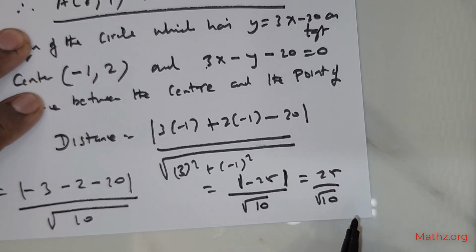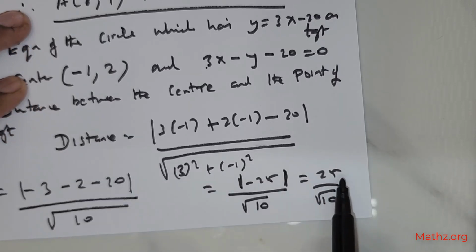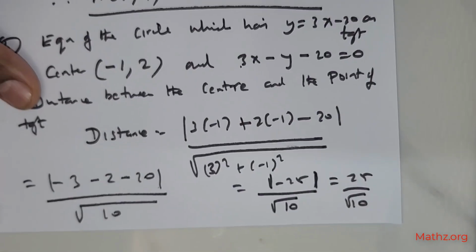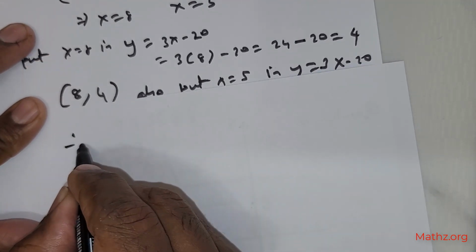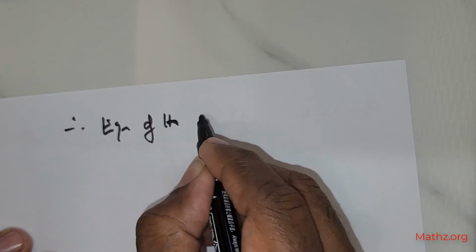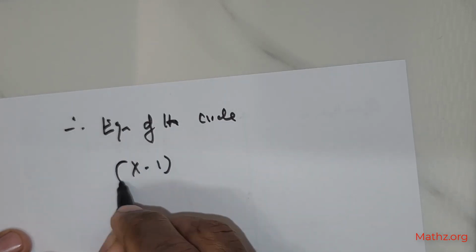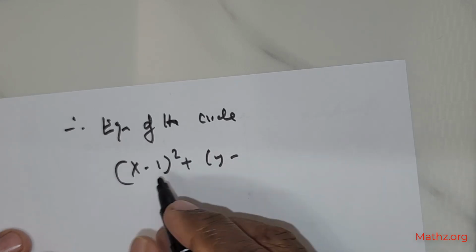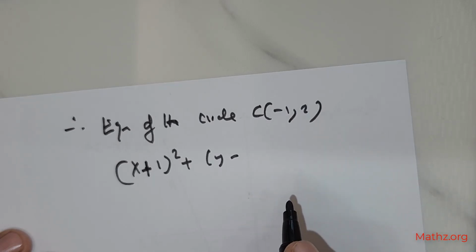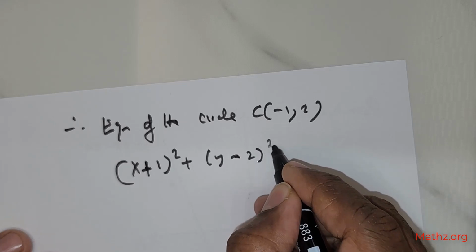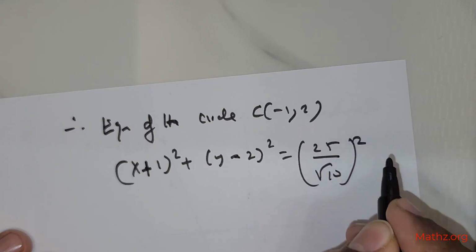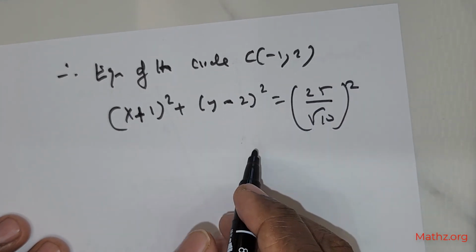Now having got this distance, this is actually from the center to the point of tangent. So this is actually the r for us, right? So therefore the equation of the circle, let me write that down. Equation of the circle is (x positive 1) the whole squared positive, this is x positive 1 because the center is negative 1 comma 2, right? So (y negative 2) the whole squared is equal to (25 over root of 10) squared, and that is the answer.